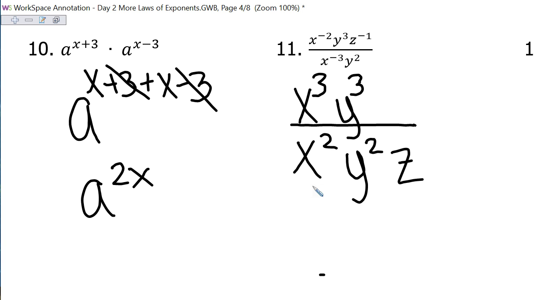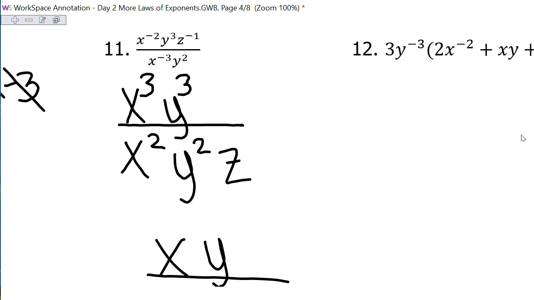And when you're dividing, look for the bigger one. So for the x's, where's the bigger x? Top. So our answer for x goes in the top. Where's the bigger y? Top. And we only have one z, so it's going to stay in the denominator. And when I'm dividing and the bases are the same, what do we do with those exponents? Subtract them. So for the x's, what's 3 minus 2? 1. And for the y's, what's 3 minus 2? 1. There's our answer, xy over z.